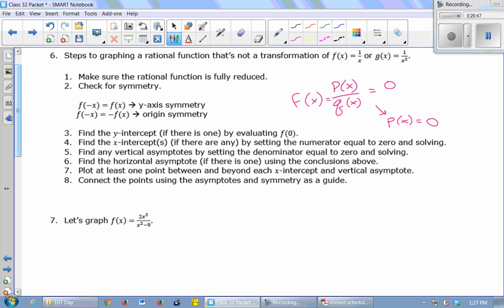Because we already reduced in step 1, you're not going to be led astray here. If you already factor and cancel, everything's fully reduced. Now any place you have 0 in the denominator will be a vertical asymptote. Find the horizontal asymptote, if there is one, using the 3 possibilities we just talked about. Plot at least one point in between and beyond each x-intercept and vertical asymptote, so plot some points, and then connect the points using the asymptotes and symmetry as a guide.